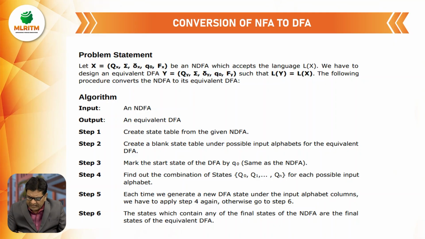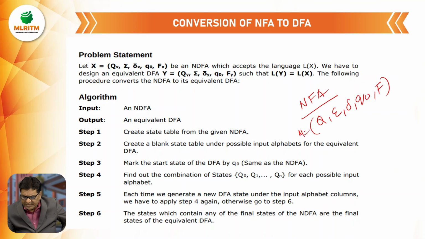The NFA consists of 5 tuples. What are they? Q, sigma, delta, Q naught, and F. Q is a set of states, sigma is the input alphabet, delta is the transition function, Q naught is the initial state, and F is the final state.